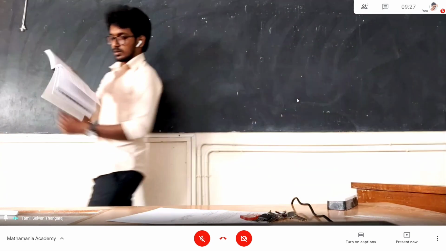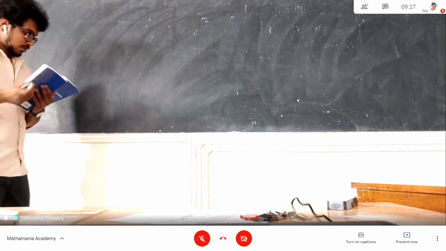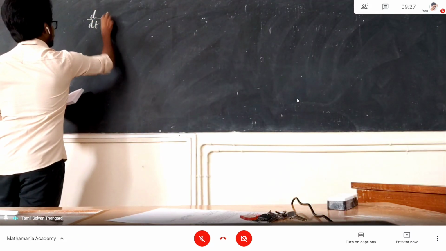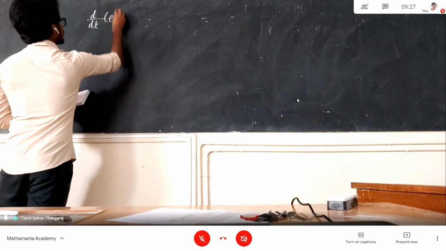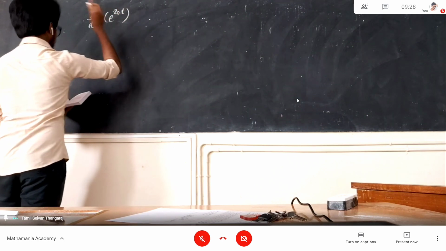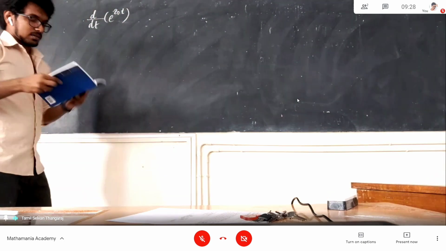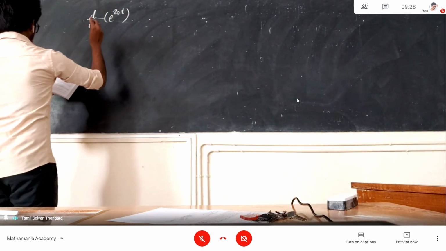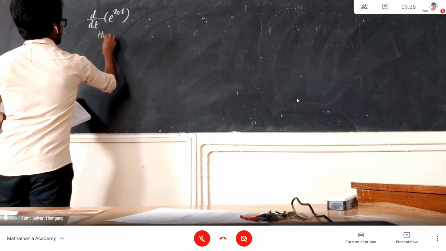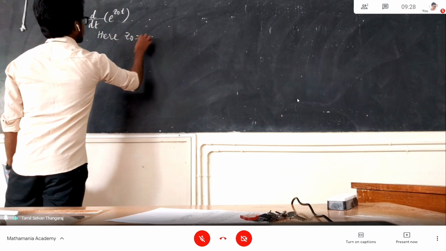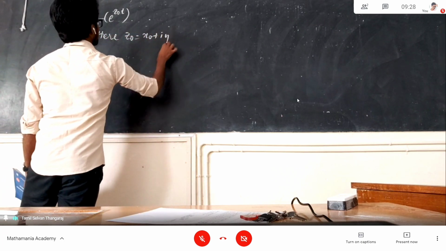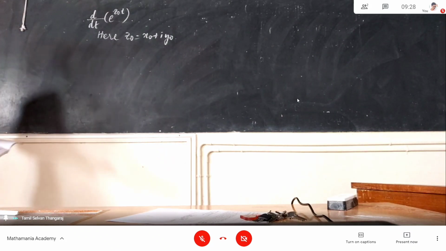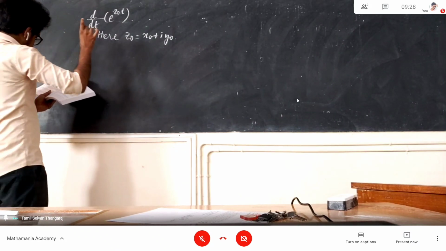And the next one that we are about to see is d upon dt of e to the power z naught t. We wish to find out this one, and here, as usual, your z naught may be written as x naught plus iota times y naught, and t is the only variable.